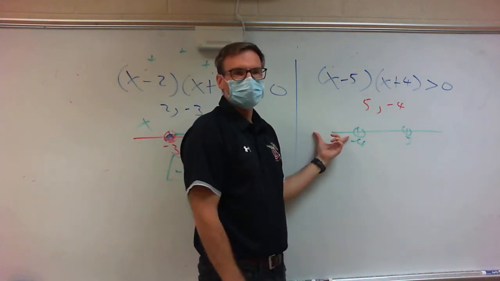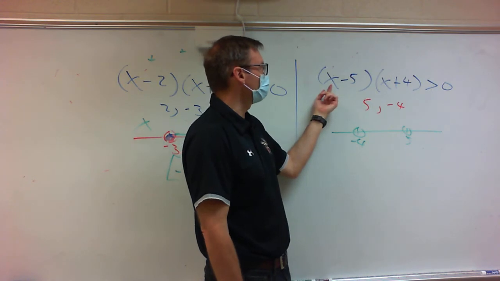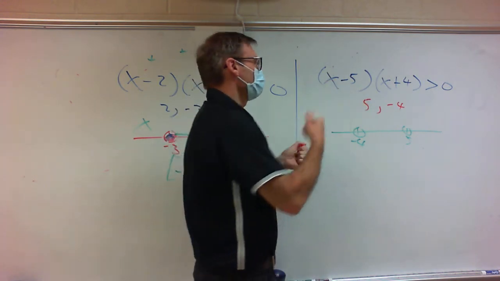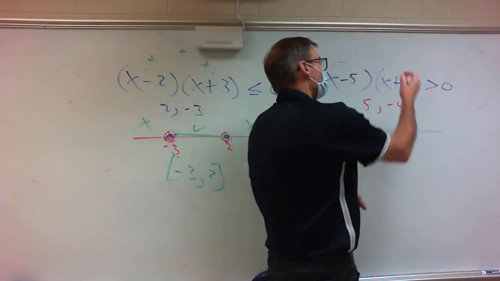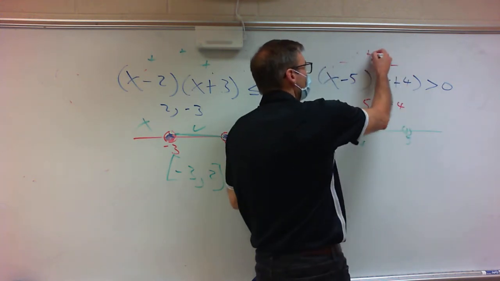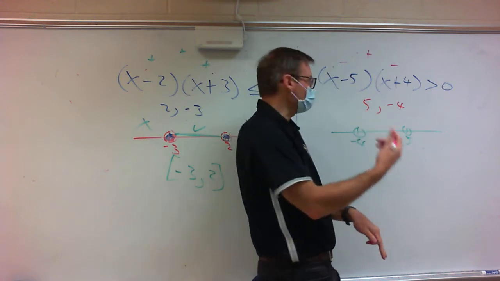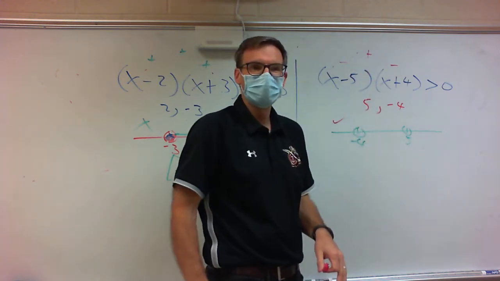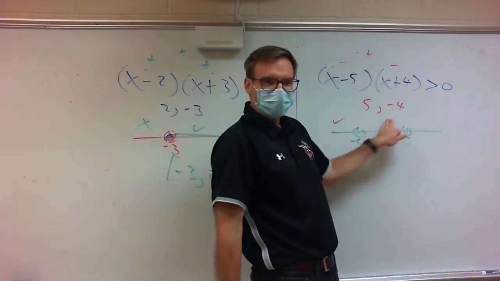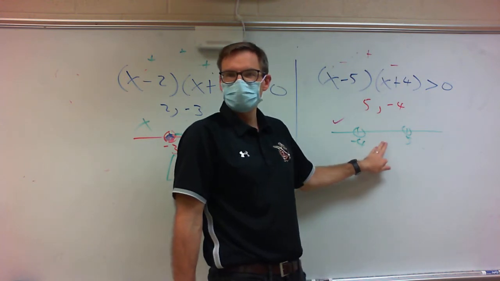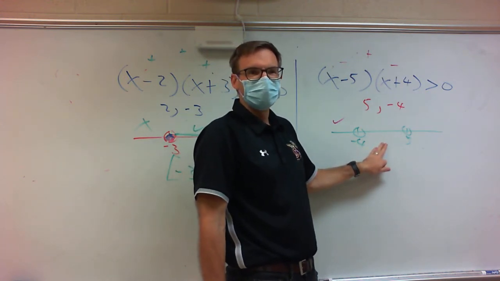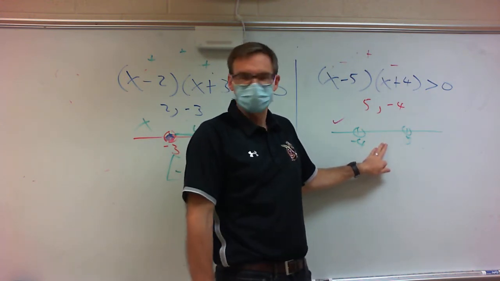So -100: -100 minus 5 is negative, -100 plus 4 is clearly negative. Negative times negative is positive. Is a positive greater than 0? Yep, so this works. Next, I'm going to check a value in the middle. What's a reasonable value to check in here? 0. Anytime you can check 0, you want to check 0.